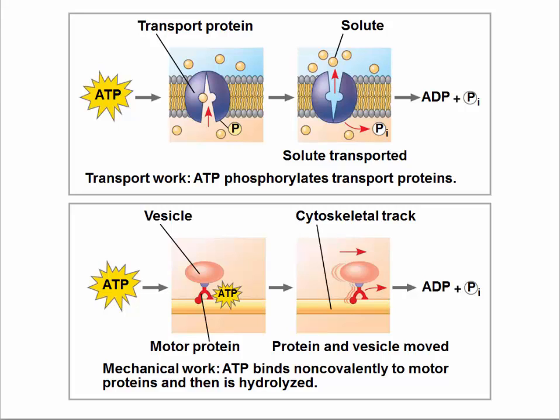In the bottom picture, what you see is something very cool, a motor protein working. What you see is an addition of ATP to a motor protein, and this motor protein is actually going to jump up on the cytoskeletal track one step, and it will change ATP into ADP, release one inorganic phosphate, and with that energy it can move up the track. So that is mechanical work, where ATP is binding non-covalently to motor proteins, and then it is hydrolyzed.